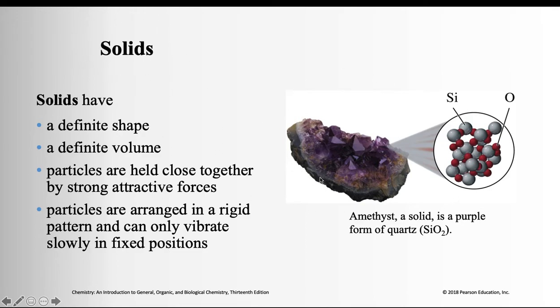This is a review, really, because we all know these characteristics. A solid has a definite shape and a definite volume. The particles in a solid are very close together and they're held by a very strong attractive force. It could be a covalent force, it could be an ionic force, and we'll talk about those types of forces later, but they're held very closely together by these attractive forces. And they're arranged in a rigid pattern. As you can see here, there's a pattern. And we can see them as crystals, for example.